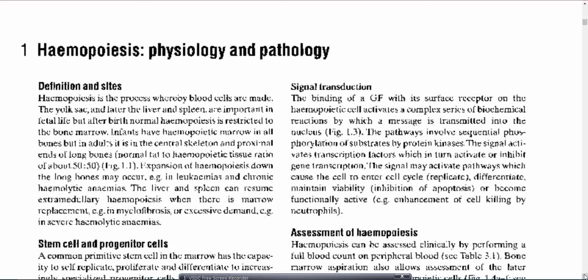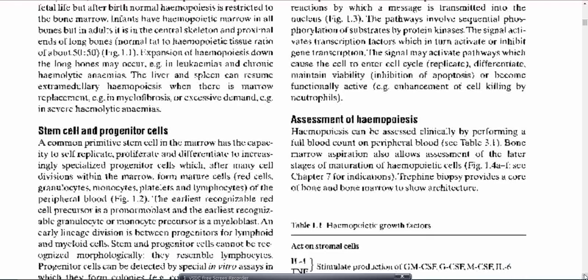Assessment of hemopoiesis. How do we assess that the blood is progressively produced? Hemopoiesis can be assessed clinically by performing a full blood count on peripheral blood. So you'll do the PBF and then you do a full blood count. Nowadays, the full blood count is very vital for many conditions. It is an indication of a variety of clinical conditions.